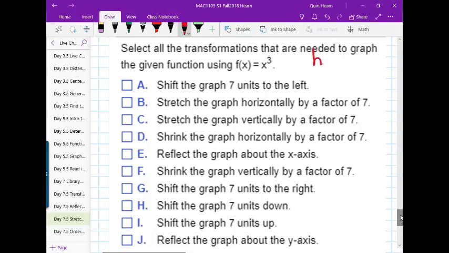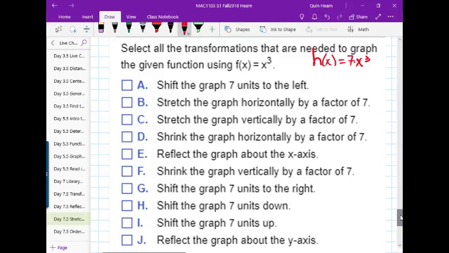So again, we're looking for h of x equals 7x cubed. So what you want to be thinking about is this 7, what's the operation that's happening with the 7? It's multiply. Is it being multiplied on the inside of the function or the outside of the function? Because that's going to tell you whether it's affecting the x or the y. Multiplying tells you if it's a shift, a stretch, or a reflect. Inside or outside tells you, is it horizontal or vertical?